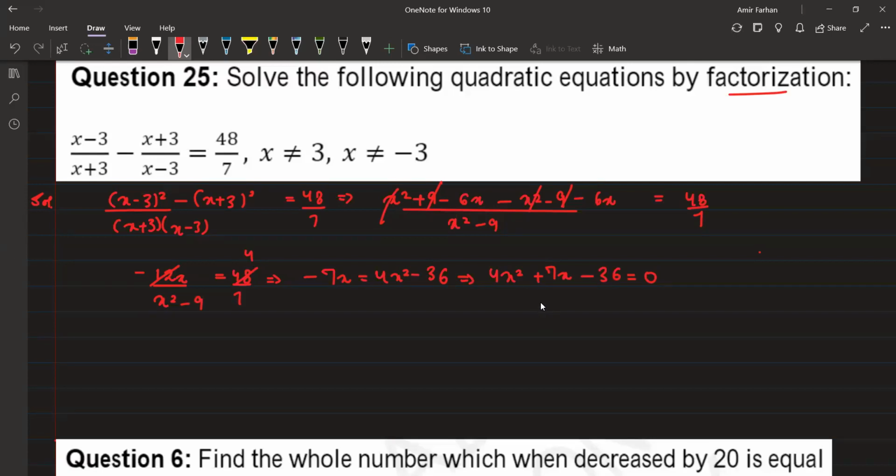So you can use either the quadratic formula or the middle term split, but the middle term split will be more cumbersome because 36 into 4 will be there, and you have to solve this 7. So it's much easier to apply the quadratic formula. No, factorization is written, so we have to use factorization. So 36 into 4: 4 sixes are 24, and 4 to the 144. So 144 has to be written.